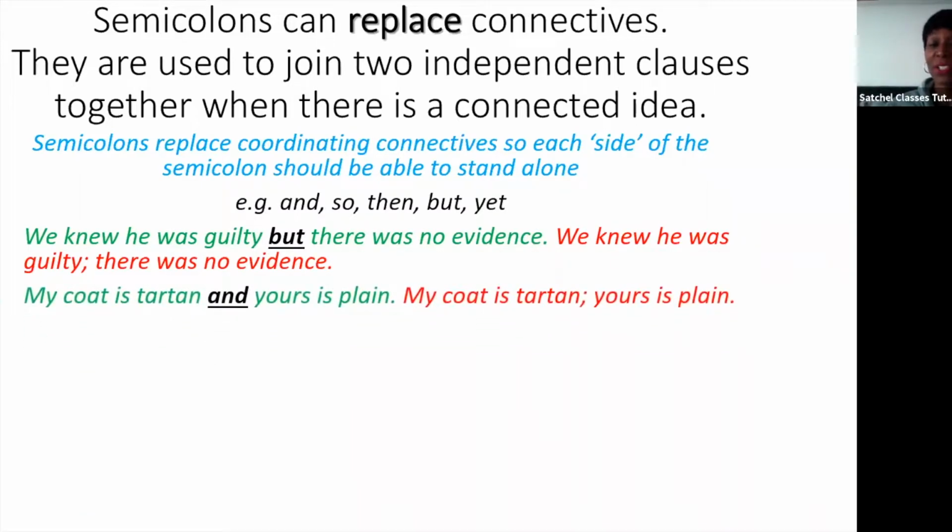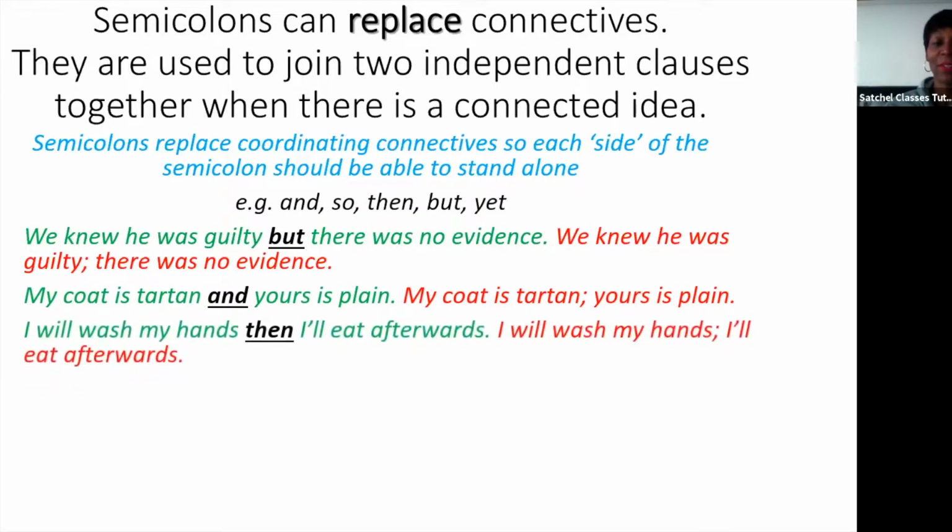Let me give you another example. My coat is tartan and yours is plain. This becomes: my coat is tartan; yours is plain. Both sides of the semicolon make sense on their own, and we've replaced the and with a semicolon. I will wash my hands, then I'll eat afterwards. I'll wash my hands; I'll eat afterwards. The then has been replaced with a semicolon, and each of the sides of the semicolon makes sense on their own.